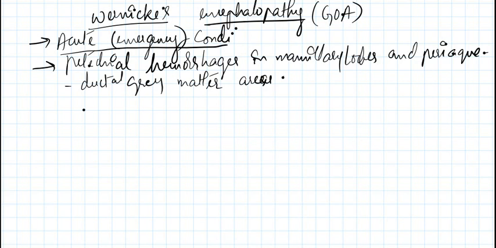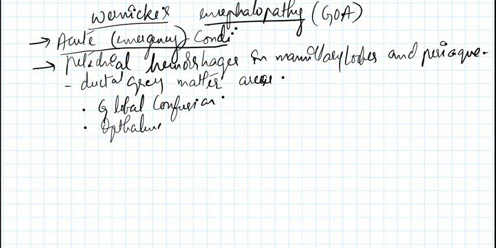Now previously we wrote something with the mnemonic called GOA. G is for global confusion; you can observe that the patient has global confusion. O is for ophthalmoplegia, and A is for ataxia.